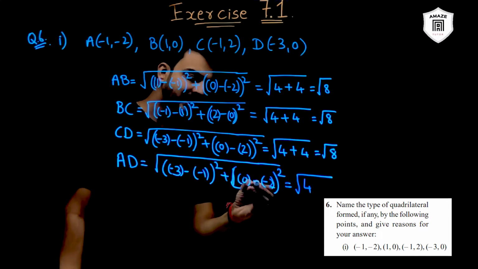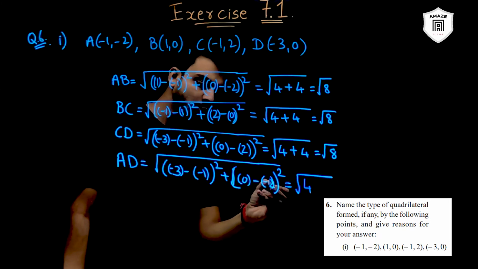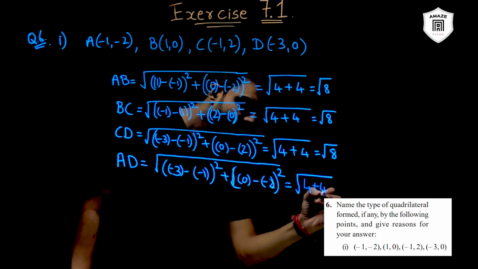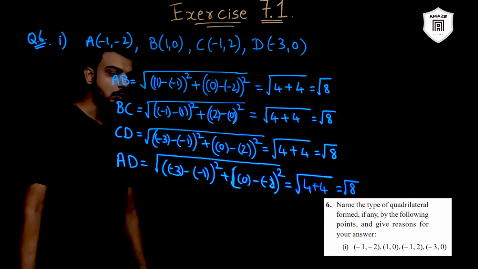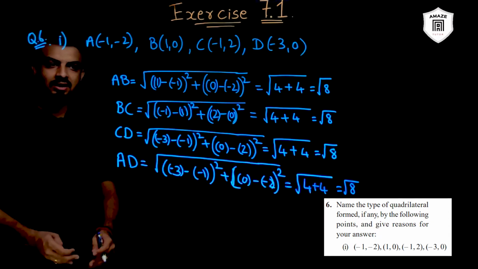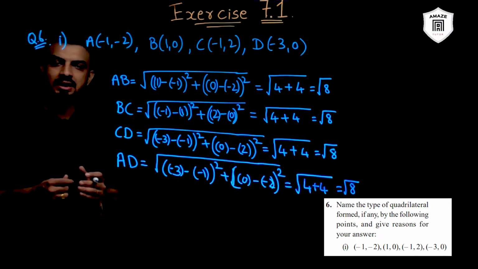Plus 0 minus of minus 2. So 0 minus minus becomes plus. 0 plus 2 is 2. 2 square is again 4. So again we are getting root 8. 4 plus 4 is 8, right? Inside the root. So here we can see that all the four sides are equal: AB, BC, CD and DA.